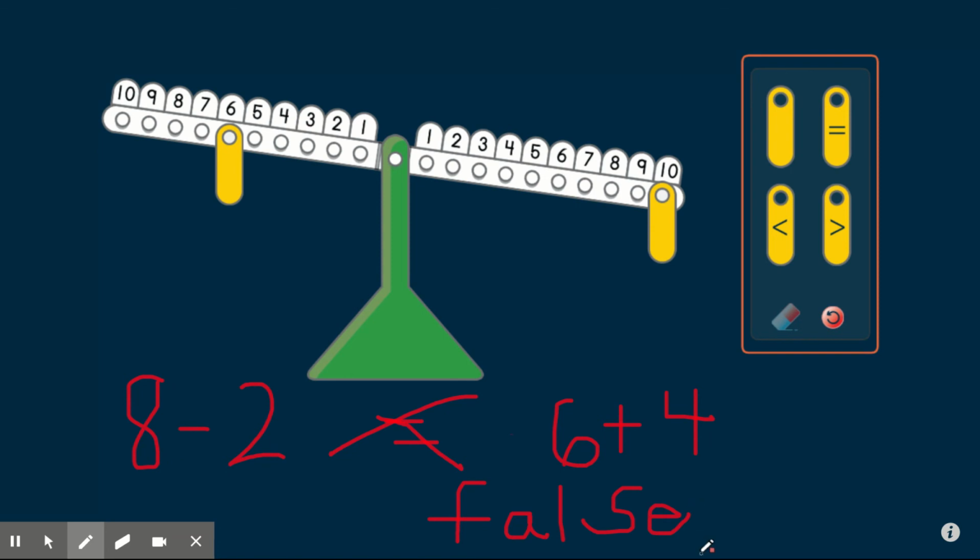Okay, the left side is equal to 6, and the right side of the equal sign is equal to 10. 10 is greater than 6, so that's why this balance scale is hanging down to the right, because it's greater, okay? So I hope that this helped you understand equal and not equal just a little bit better.